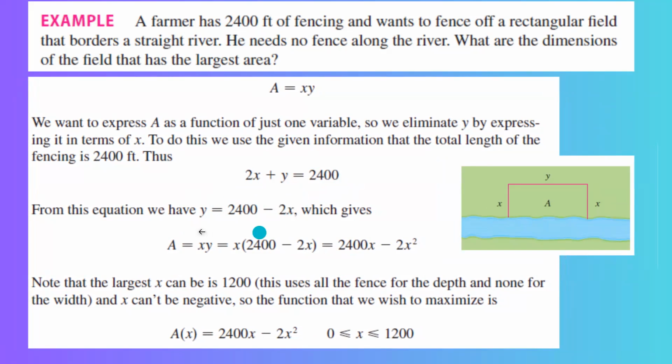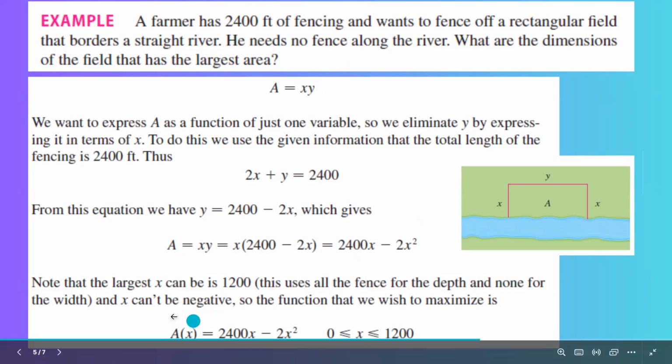Now just take this expression and substitute it back in the area formula. A is x times y, or x times (2,400 minus 2x), which, if you distribute x into the parentheses, you get 2,400x minus 2x squared. Now what? You have a function in terms of x, which is denoted by A of x: 2,400x minus 2x squared, and x is bounded between 0 and 1,200.